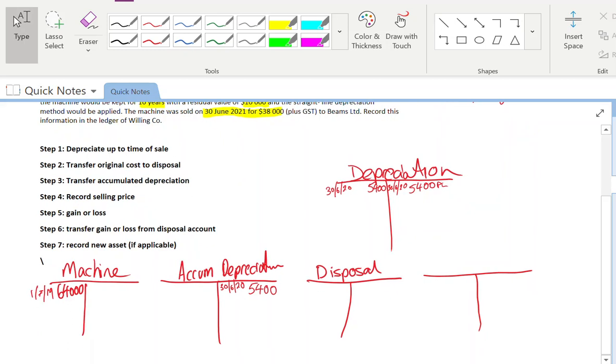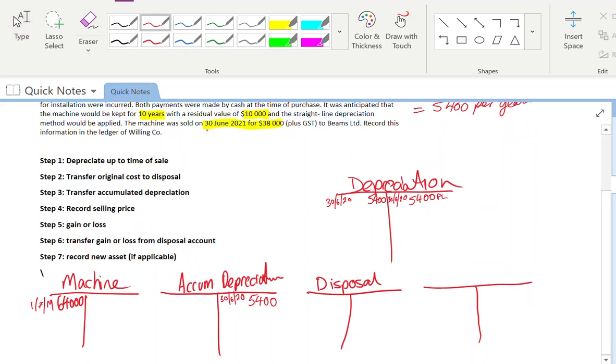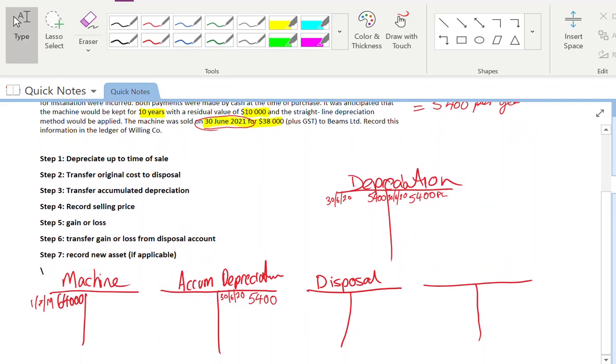Okay, so I'm up to this point now, the 30th of June 2021. The first step in this process is to depreciate up to the time of sale. I know it depreciates by $5,400, so I'm going to record that on the 30th of the 6th, 2021. Very crudely done.